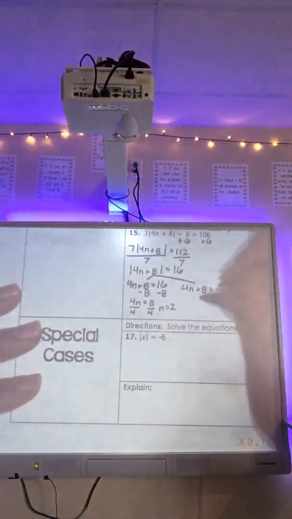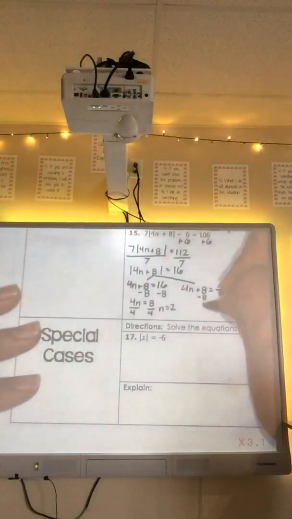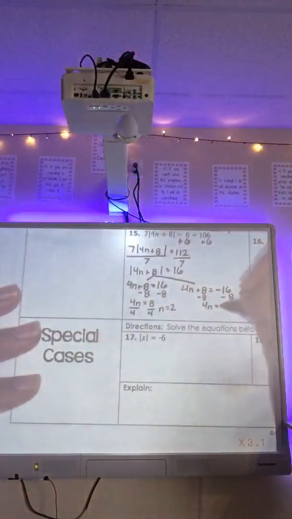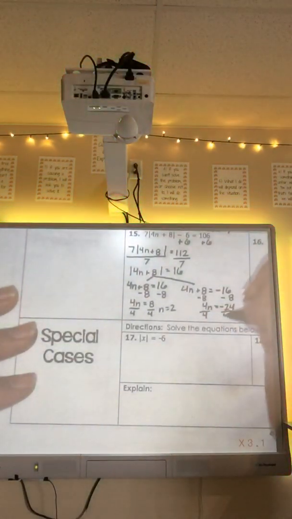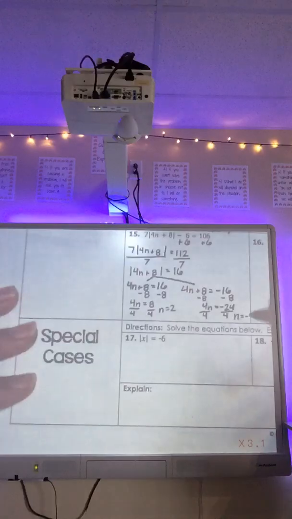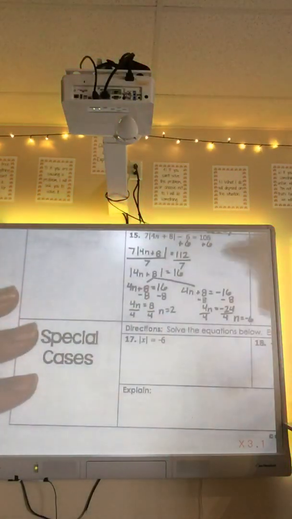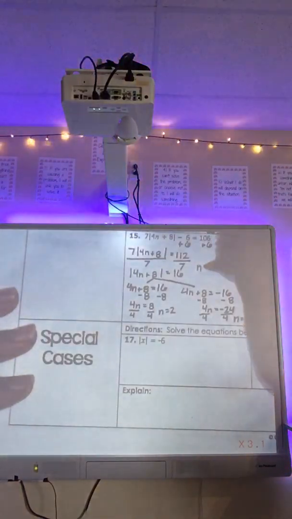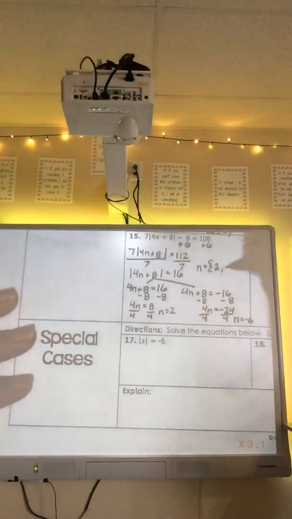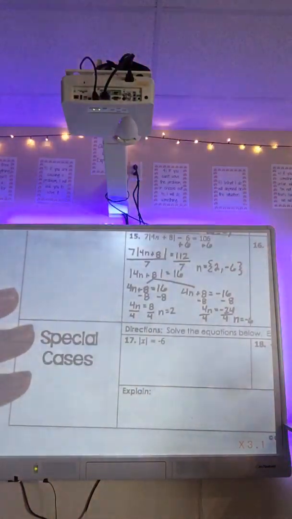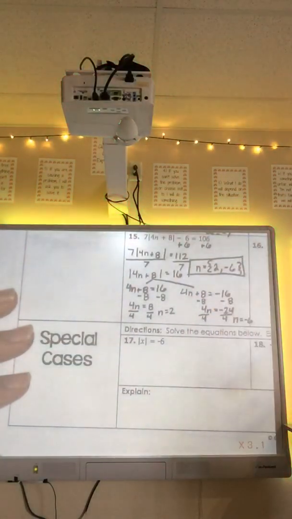And over here, I'm going to subtract 8 from both sides. I get 4n equals negative 24. I divide by 4, and I get n is negative 6. I'm going to take these answers and put them in some brackets. I have n equals bracket 2, comma, negative 6. And since it got a little bit messy, I'm going to make my answer super obvious.